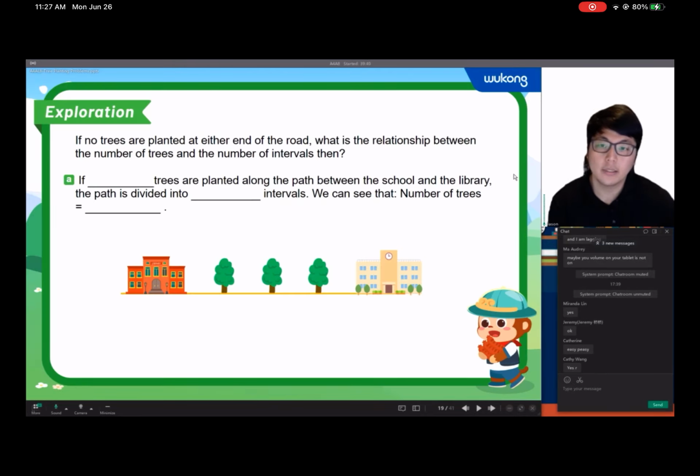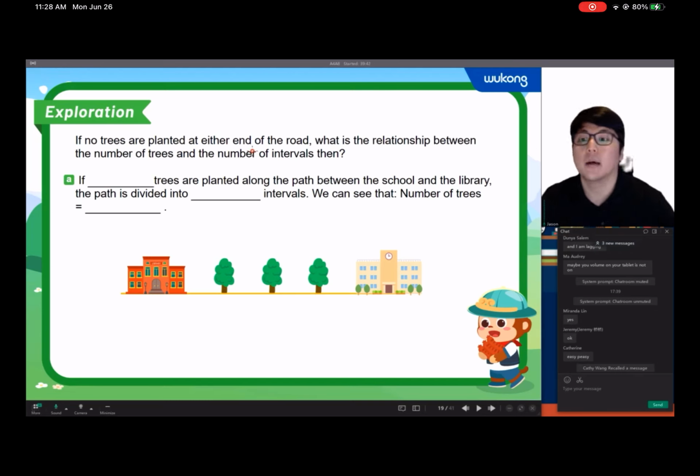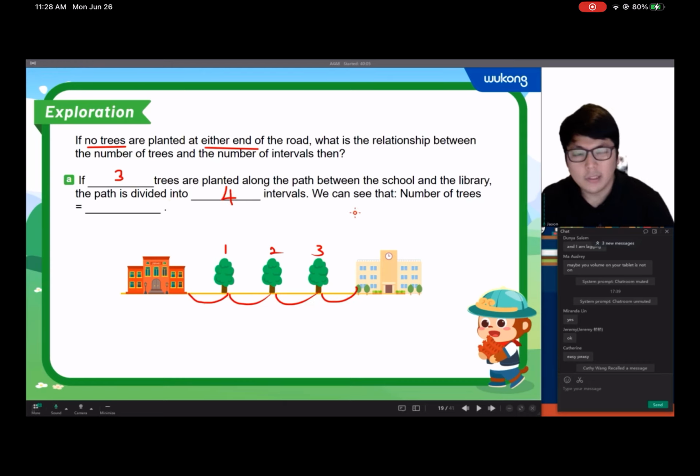we need to have a look at this one. What about, guys, what about if there's no trees at either end? Oh, so 1, 2, 3. 3 trees along the path between the school and the library. So there's no trees at both ends. Then how many intervals? 1, 2, 3, 4. So as you can see, if there are trees with no ends, it's going to be intervals, right?